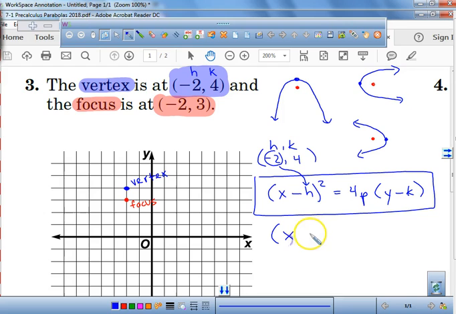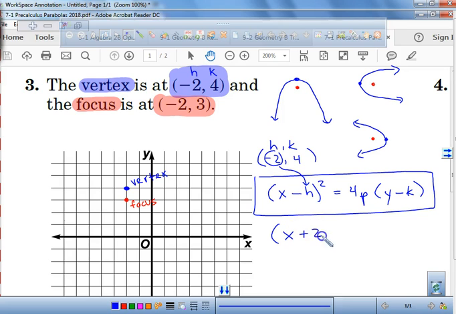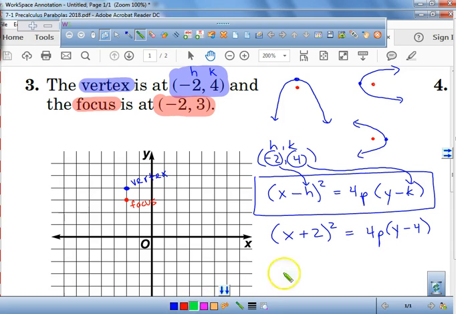Then we're going to take this 4 and plug it in right there. Y minus 4. Awesome. Now it looks like we pretty much have everything we need except for one thing. We need to figure out what number goes right there.